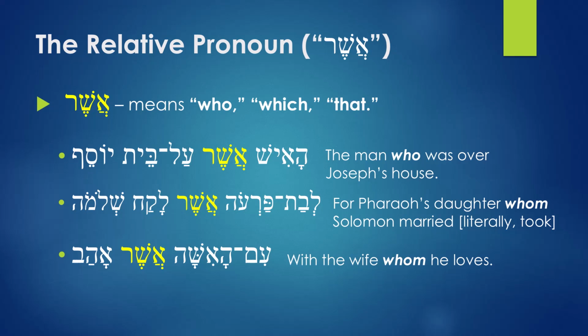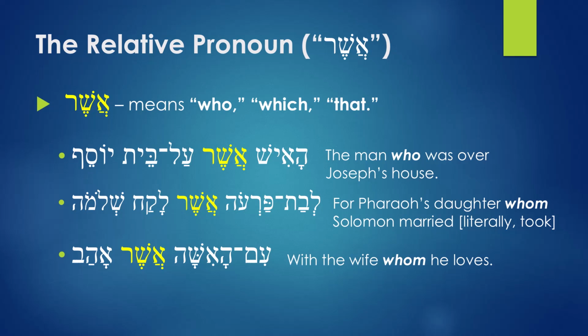Next phrase, how to translate this phrase? The phrase is Im ha'isha asher ahav. Remember, asher means who, or that, or which, depending on the context. Im is a preposition. Remember, on the prepositions, im means with. Ha'isha means the woman. Remember, isha can mean woman or wife. Ha'isha, the woman or the wife, depending on the context.